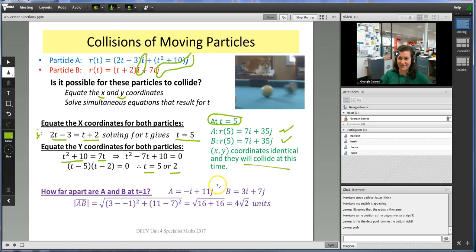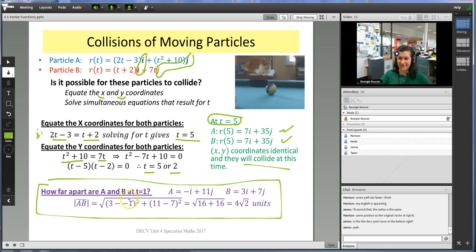You can also work out other things, like how far apart they are at certain times. So if you're asked to work out how far apart they are at t equals 1, all you need to do is substitute t equals 1 into each of the equations for particle A and particle B, and then you have two simple vectors that are not functions of time relating to position, and you can just simply use Pythagoras' theorem to work out how far apart they are.